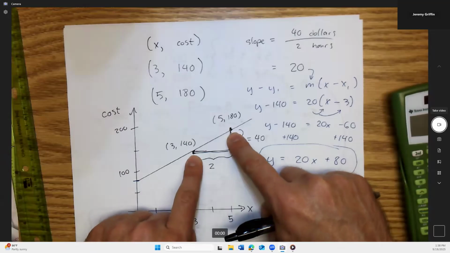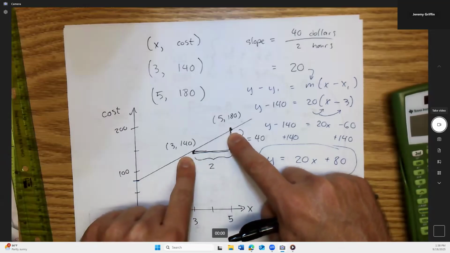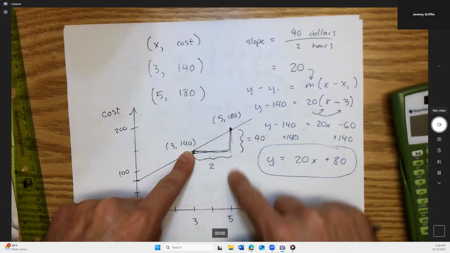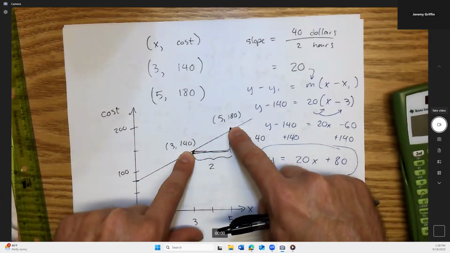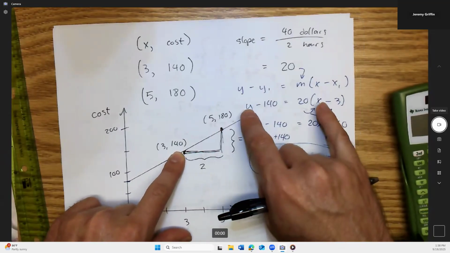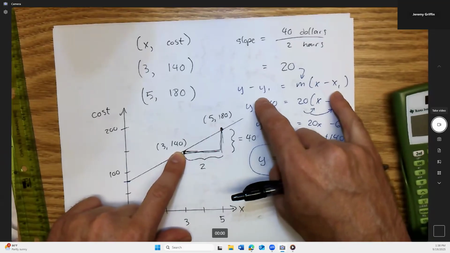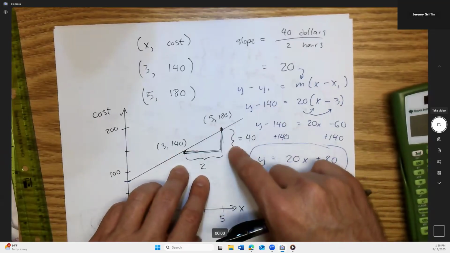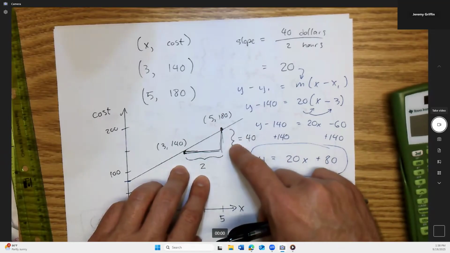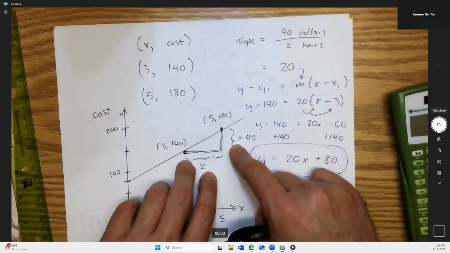Now, I gave you guys these points here. I said after 3 hours, the charge is $140. After 5 hours, the total charge is $180. That's what you have. So one way you can solve this is point slope, but you have to get the slope. Do you guys see the rise here? The difference is $40 for a 2-hour difference. Right, 40 over 2.